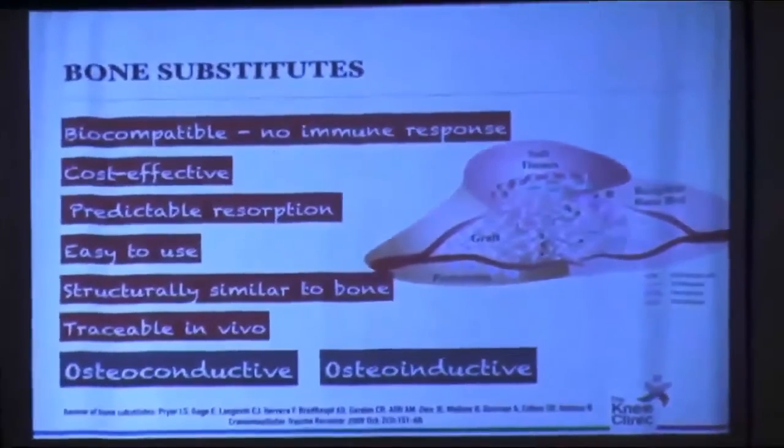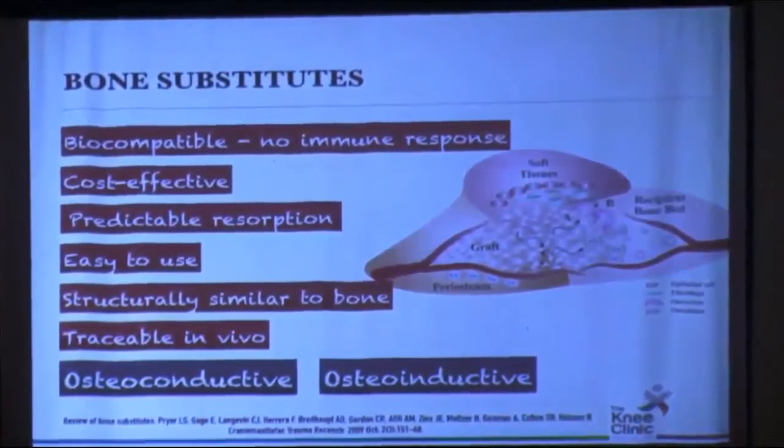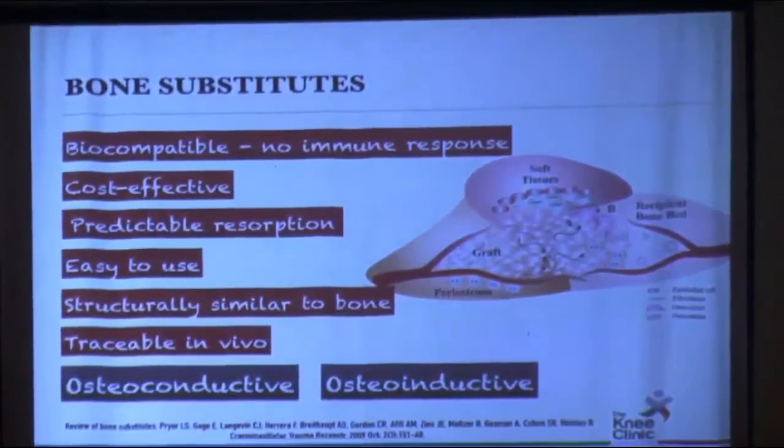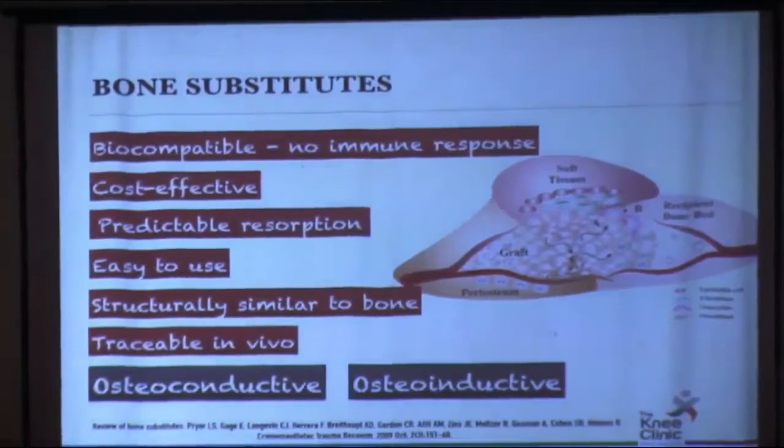So what do we expect of anything that's going to work like a bone substitute? Bone substitute means you don't have native bone, so you're going to put something in its place. One, most important, it shouldn't generate an immune response. It should be cost effective. It should go away at some point of time. It should be easy for the surgeon to use.